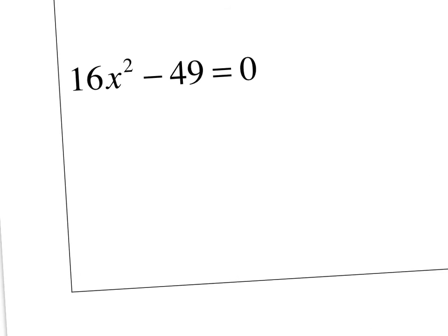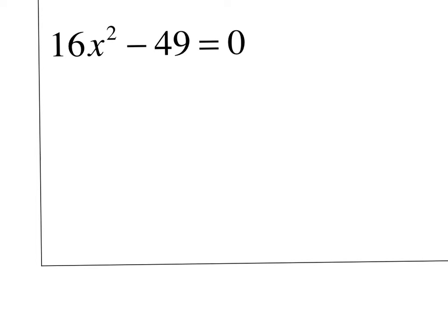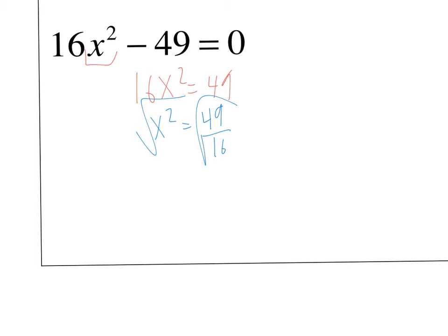Second one, it's going to have a similar setup. To get that x squared by itself, because I don't have an x term, I can solve by square roots. Add 49 to both sides, so I've got 16x squared is equal to 49. Divide by 16, I get x squared is equal to 49 over 16. Do some square rooting. X is equal to plus or minus, and the square root of 49 is 7. The square root of 16 is 4.